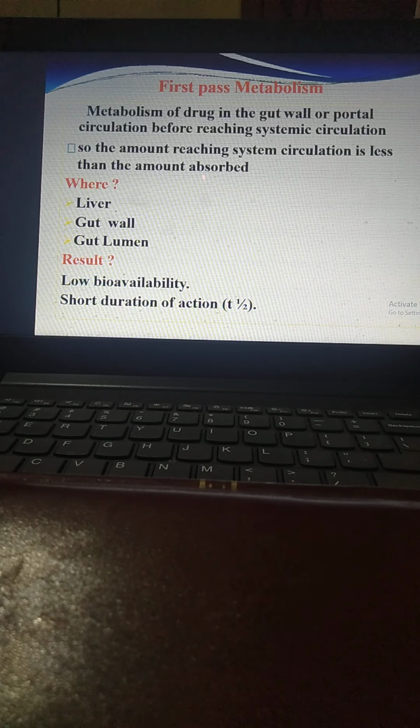And so the amount reaching the systemic circulation is less than the amount absorbed. So how much drug you give, not all of it reaches the systemic compartment. Suppose you have a 500 milligram tablet you are taking through the mouth, and it does not reach the systemic compartment fully as 500 milligram. It will be 400 milligram, 350 milligram, and then it will go to the effector site. So where is it lost? In the liver, in the gut wall, in the gut lumen, and the result is low bioavailability and short duration, depending upon the half-life.